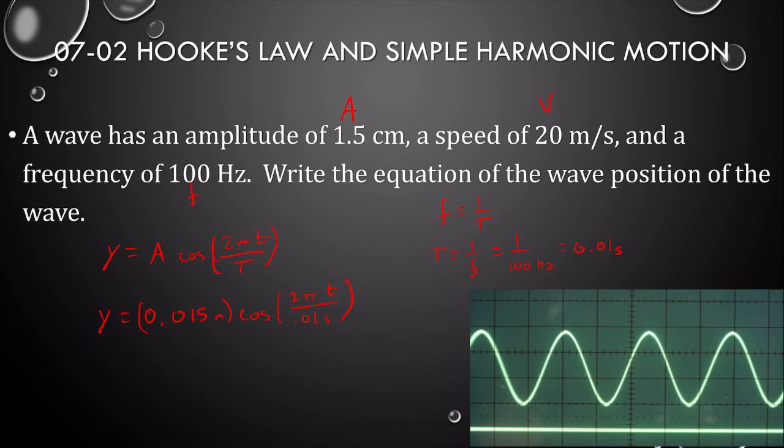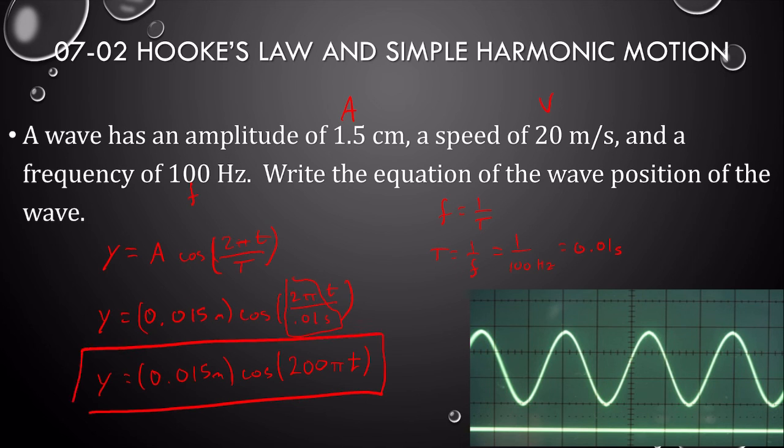Well, we could simplify that a little bit. We could combine that. Two divided by 0.01 is 200 pi t. And there you go. At any given time, you know where the wave is. Again, if you were to use your calculator to graph it or do something with it, you'd have to use radian mode.